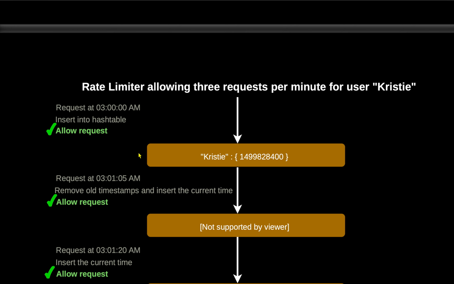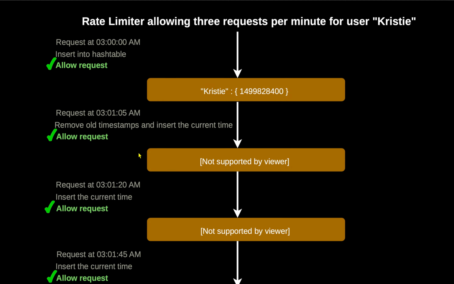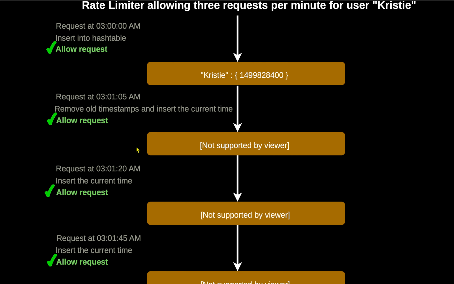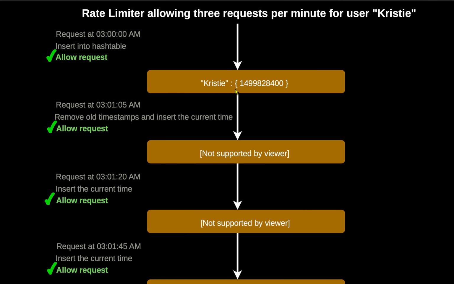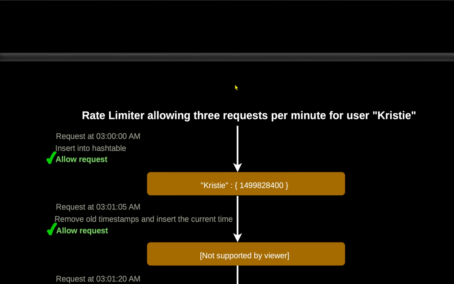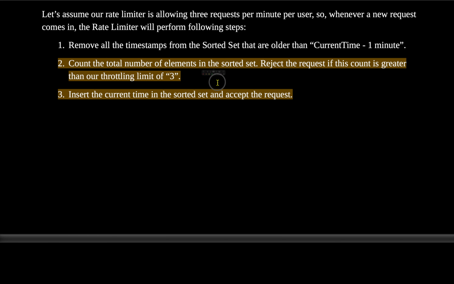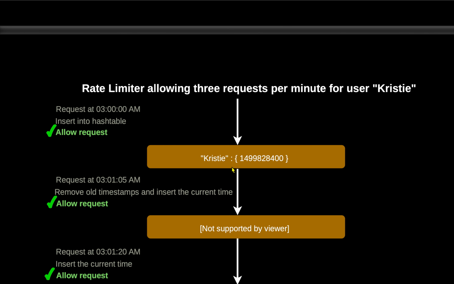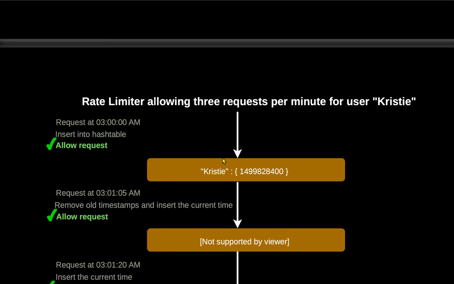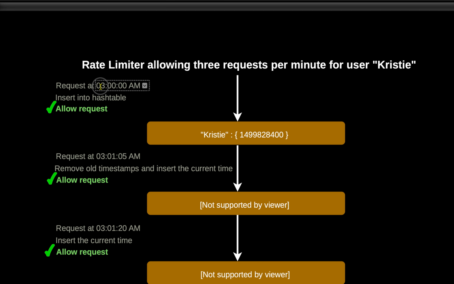Now, the rate limiter is allowing 3 requests per minute for user Christy. How will it look? The request at 3 a.m. Initially nothing is there, so I will go ahead and clean up the storage. The storage is already clean. I'll check what count I am seeing. The count is 0 because nothing has come so far, and I will allow it, considering this timestamp as my first.